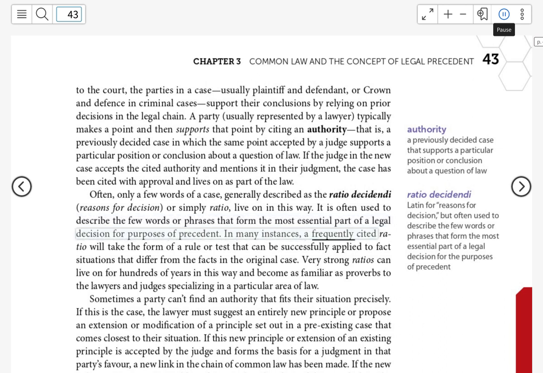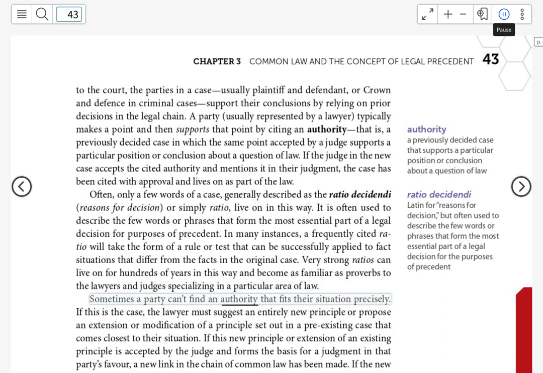In many instances, a frequently cited ratio will take the form of a rule or test that can be successfully applied to fact situations that differ from the facts in the original case. Very strong ratios can live on for hundreds of years in this way and become as familiar as proverbs to the lawyers and judges specializing in a particular area of law.